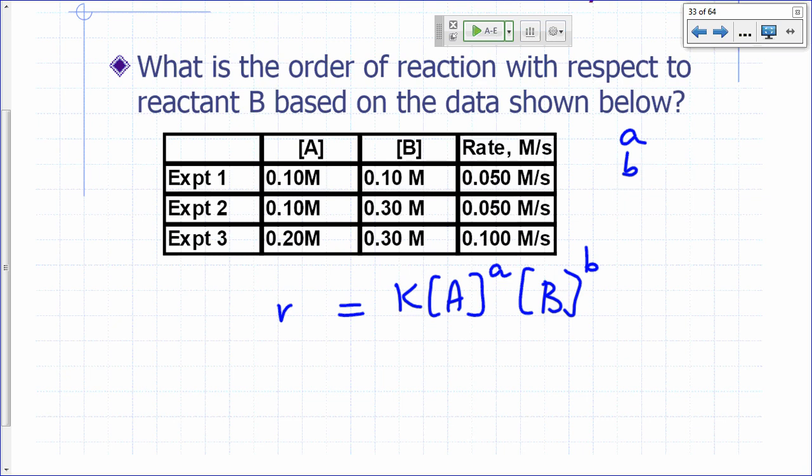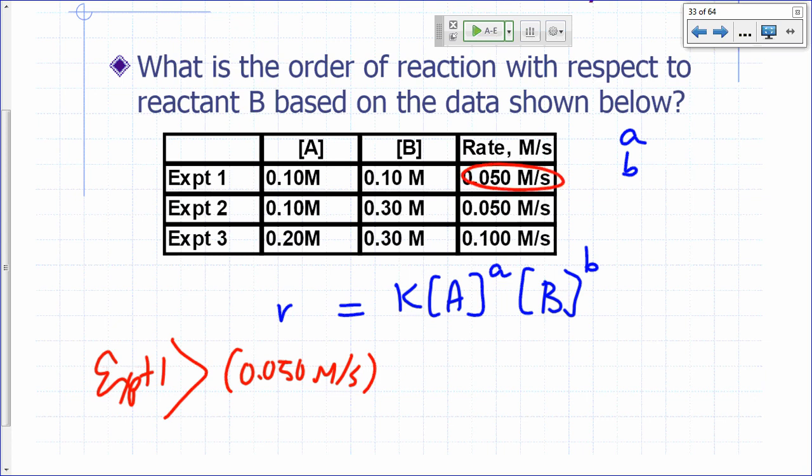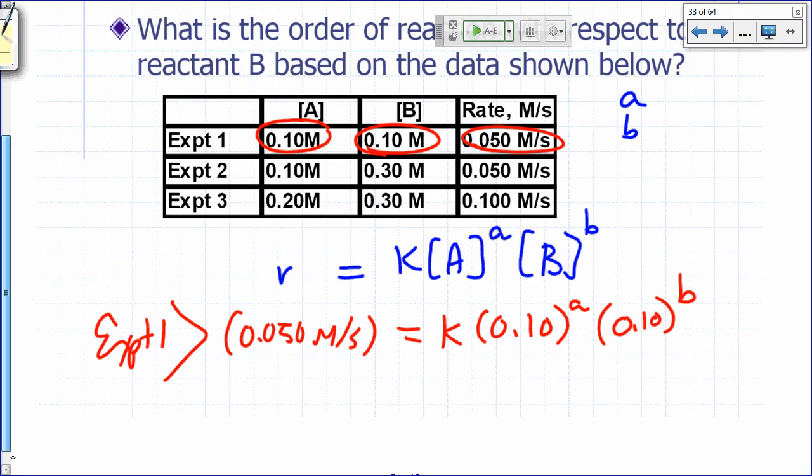Okay? So according to this, rate 1 is 0.050 moles per liter per second. So from experiment 1, I can say my rate is 0.05 moles per liter per second equals K times concentration of A, which is 0.1, raised to the power a. Concentration of B is 0.1. Raise that to the power b. Okay? And what two experiments do I need to compare? Experiment 1 and 2, right?